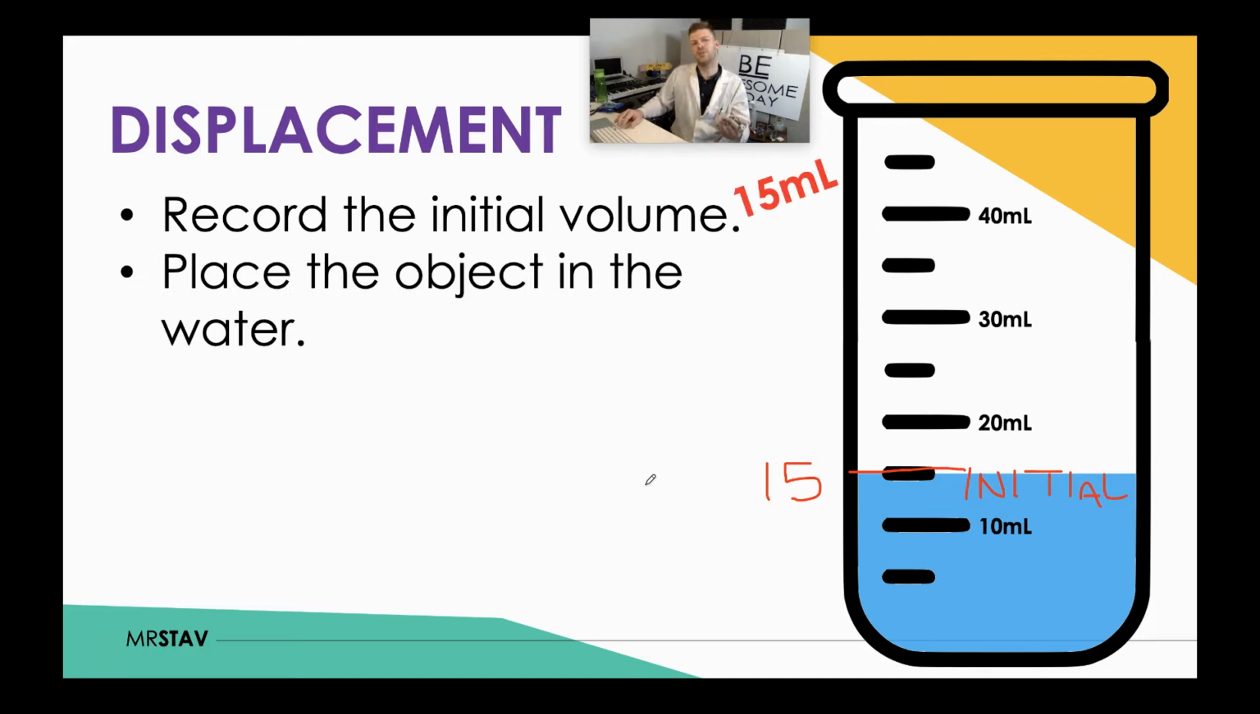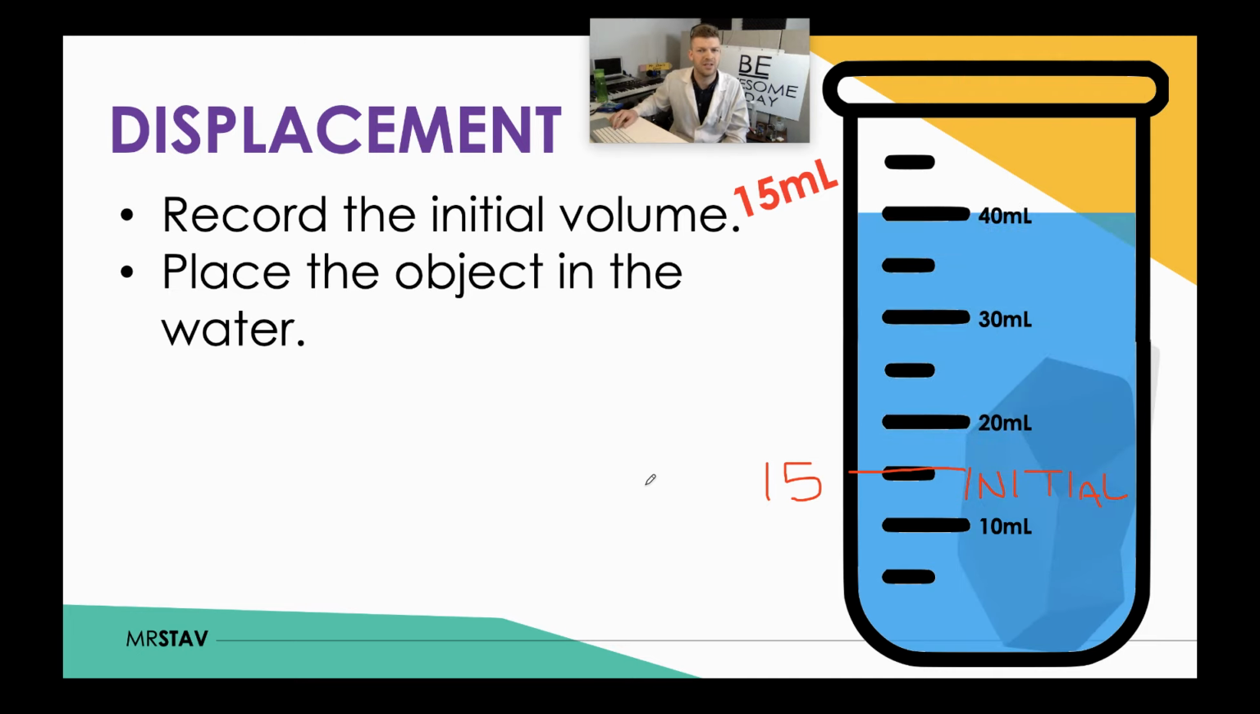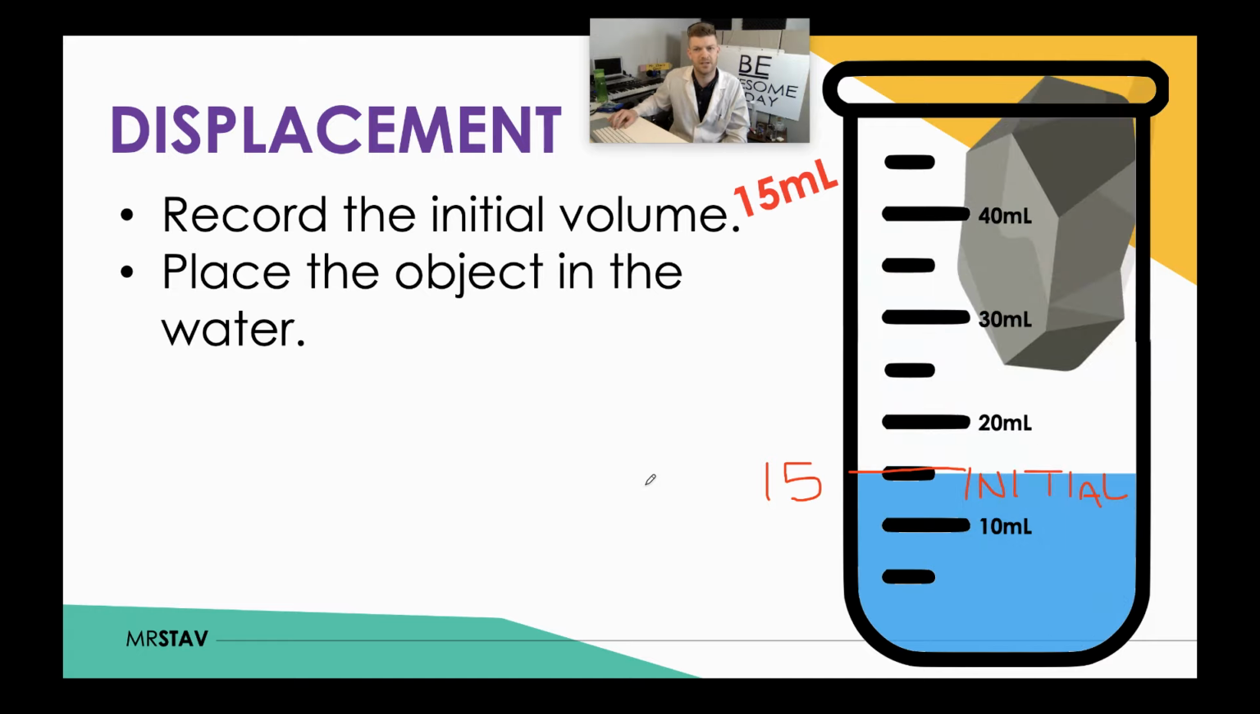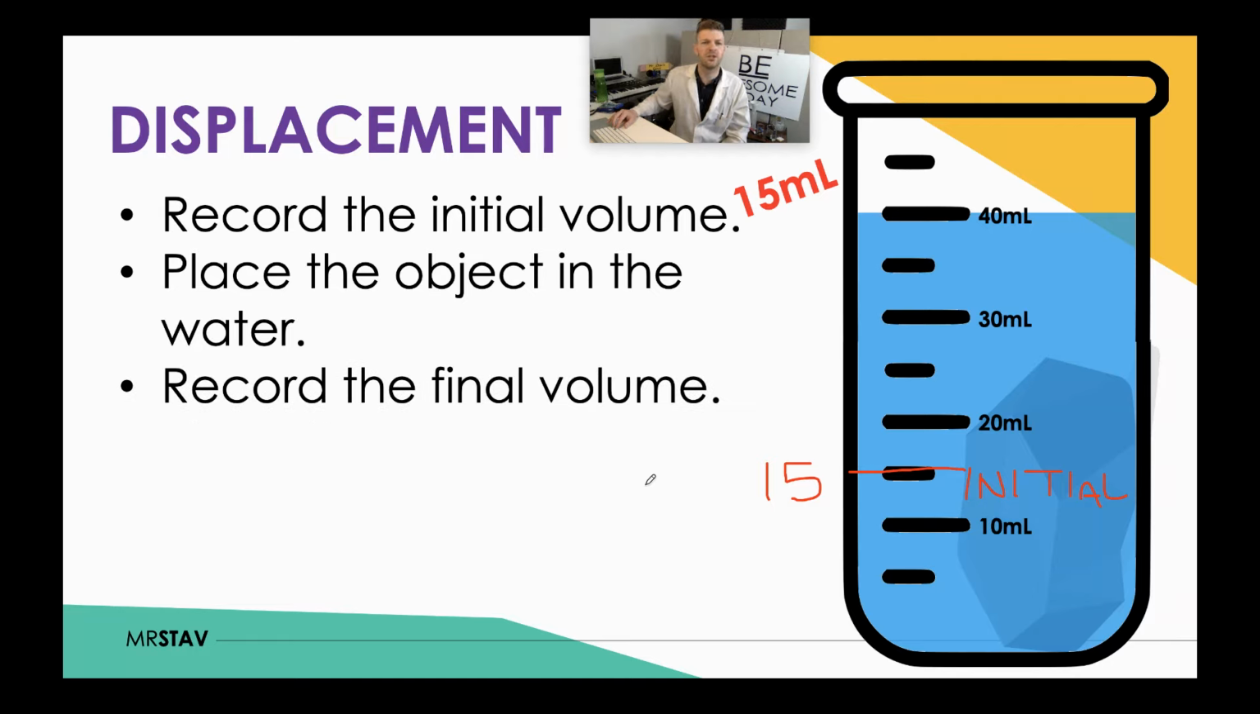Place the object in the water. Okay, so let's choose a rock and put it in. Now you see as that rock goes into that beaker, that water rose quite a lot. Let's do it again. Here comes the rock. There it goes. And finally we're going to record the final volume. So what's the final volume? 40.